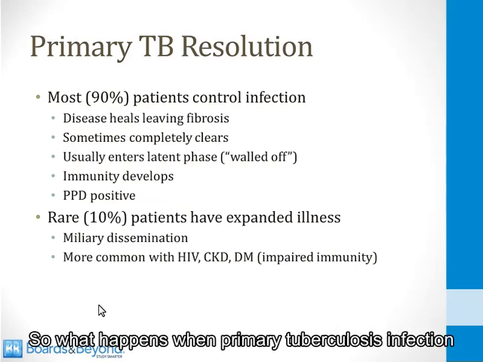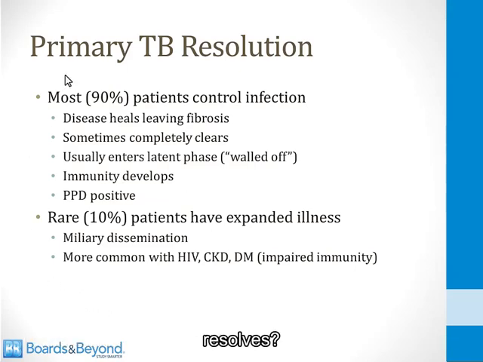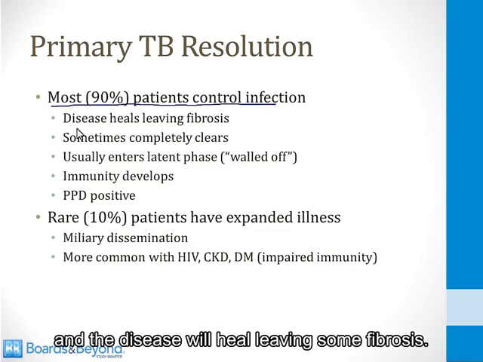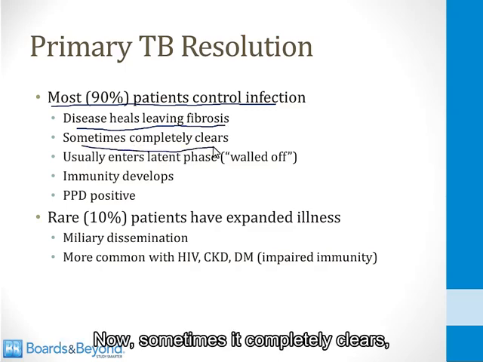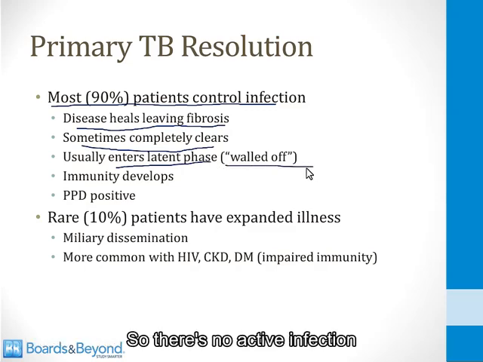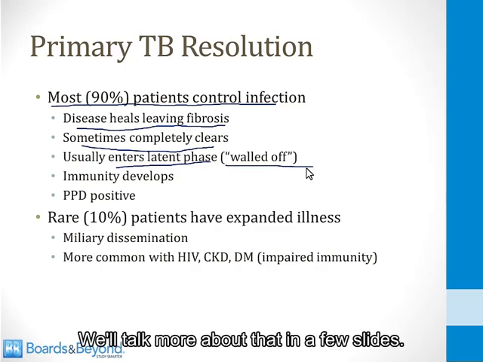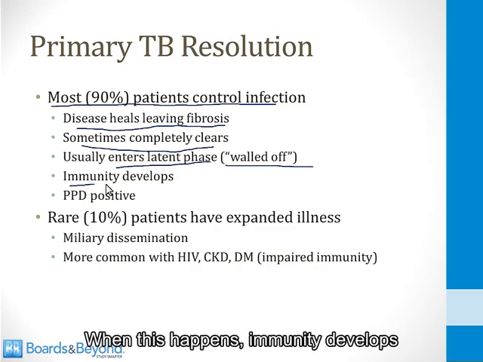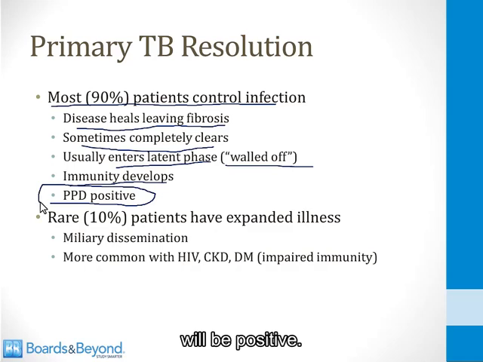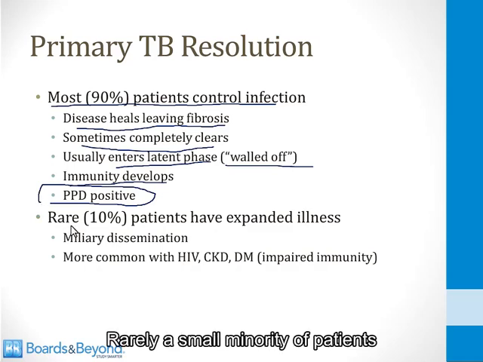So what happens when primary tuberculosis infection resolves? Well, most patients, about 90%, will control the infection and the disease will heal, leaving some fibrosis. Now, sometimes it completely clears, but often it enters a latent phase where it's walled off. So there's no active infection, but the patient could get sick later. We'll talk more about that in a few slides. When this happens, immunity develops, and a test called the PPD, which we'll talk about in a few slides, will be positive. Rarely, a small minority of patients go on to have expanded illness.